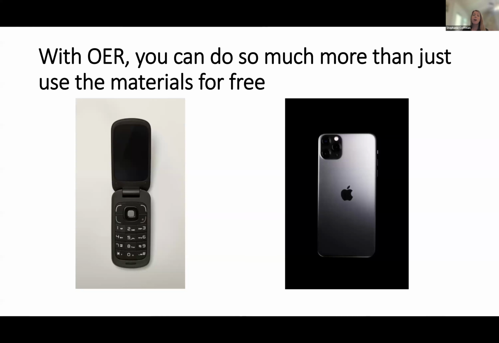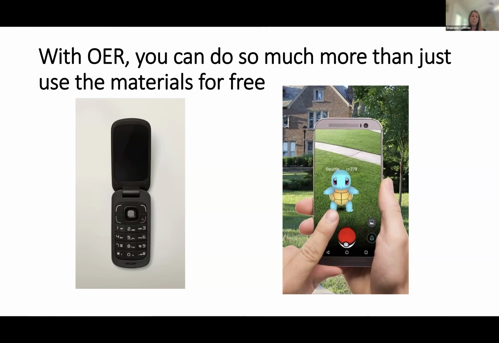But because of the open licenses, you can actually do a lot more with an OER textbook than you can with a traditional textbook. So with our phone analogy, you could walk around your neighborhood and try to collect some Pokemon. There's infinite things that you can do with a smartphone. And so because of the open licensing of an OER textbook, you can do a lot more. It has a lot more power behind it for you, the educator, than a traditional textbook would. And you don't have to use all of those features, but to really get the most out of an OER, those features are available to you.